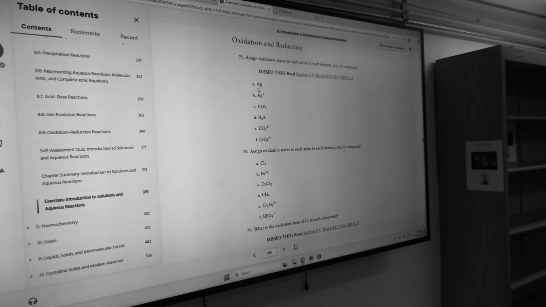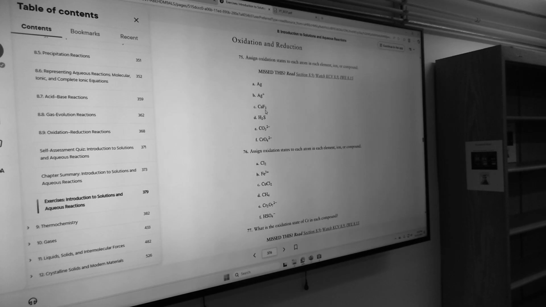So we see silver here. It doesn't have a charge on it. If you saw this in a reaction, it would probably have an (s) in parentheses. What's the oxidation state of silver there? It's 0. It doesn't have a charge. But here it is as an ion. What's its oxidation state here?